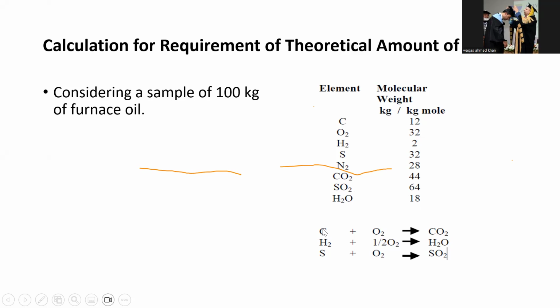The first step which we have to do is to write the balanced chemical equation for all the combustible parts. The combustible parts in these ingredients are carbon, hydrogen, and sulfur.